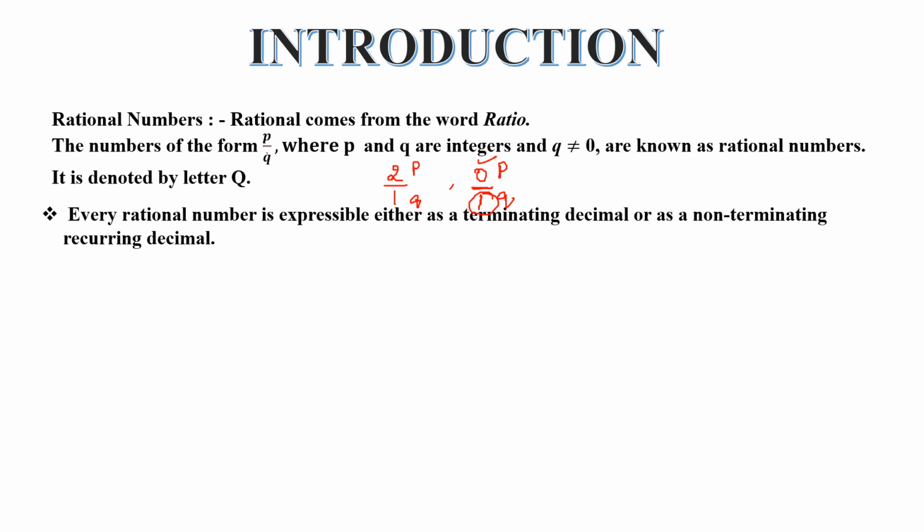Now, every rational number is expressible either as a terminating decimal or as a non-terminating recurring decimal. Now, what is the meaning of terminating and what is the meaning of non-terminating recurring, that we will see now. So, a rational number is expressed either as a terminating decimal or as a non-terminating recurring decimal. We will see these terms one by one.